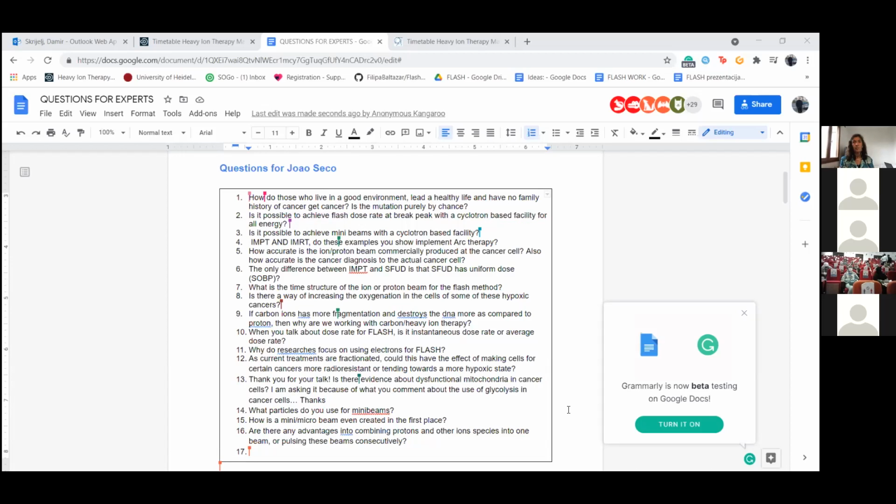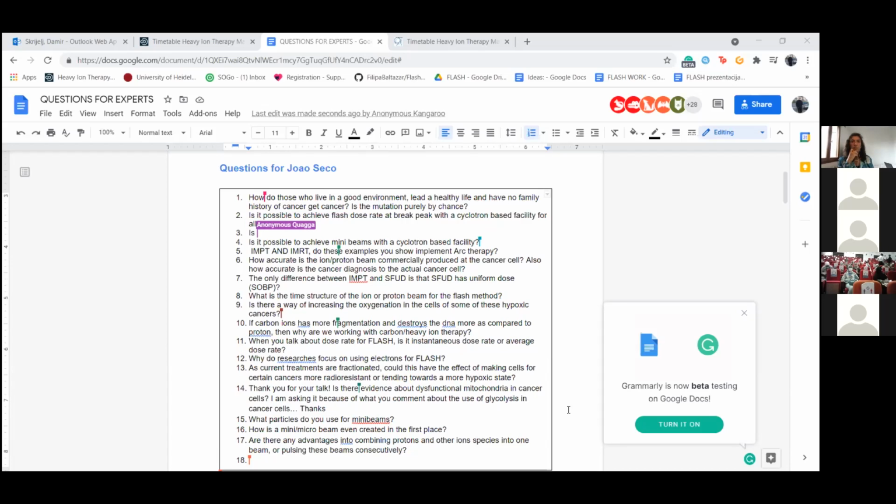Is it possible to achieve mini beams with the cyclotron facility? Yes. The key point of the mini beams is to separate your pencils enough to have that so-called mini beam distance. So the CTC distance has to be at least 1 millimeter. So you can do it with any type of beam. You don't need a cyclotron. You can do it with synchrotron or cyclotron. You just want to be able to separate your beams.